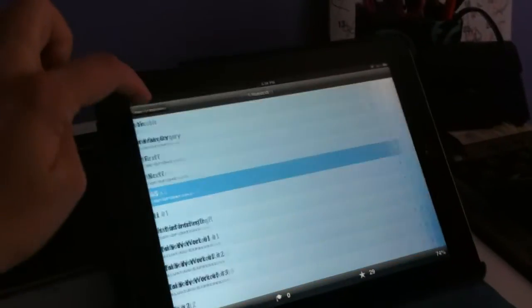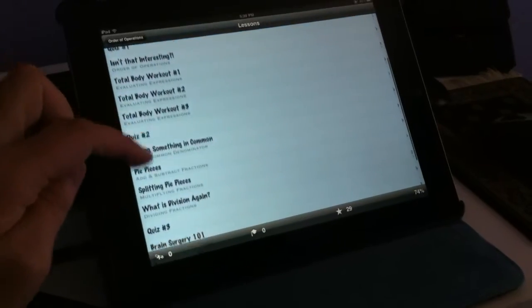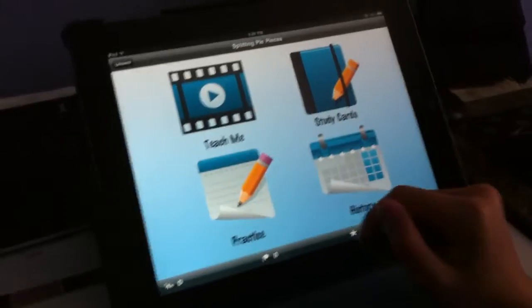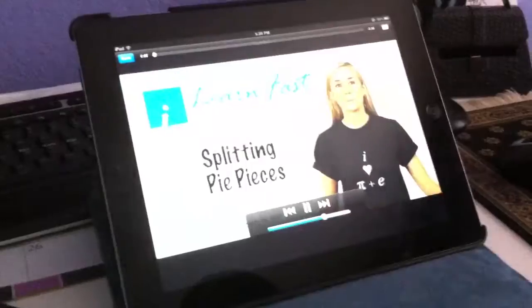Let's see some of the other lessons that are different. What was it? Exponents was a neat one. Multiplying fractions? Okay, do teach me. There's some silly videos too, right?